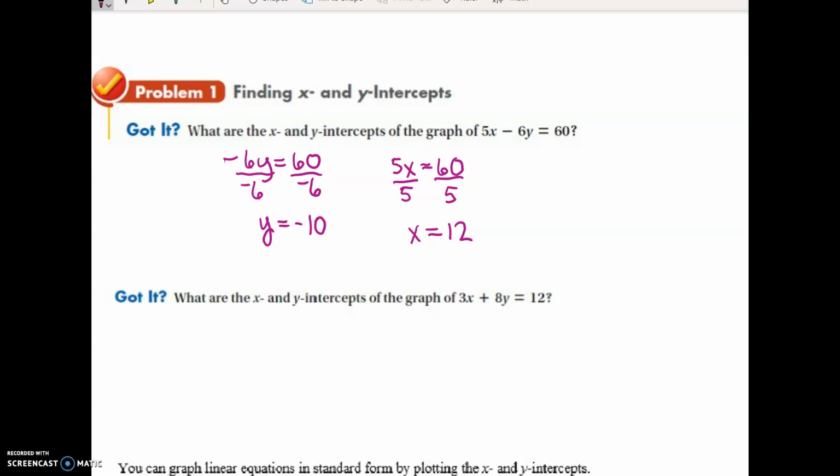Now, a lot of times they might write these as ordered pairs.